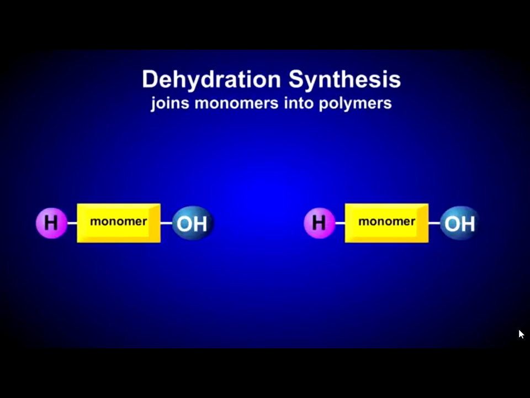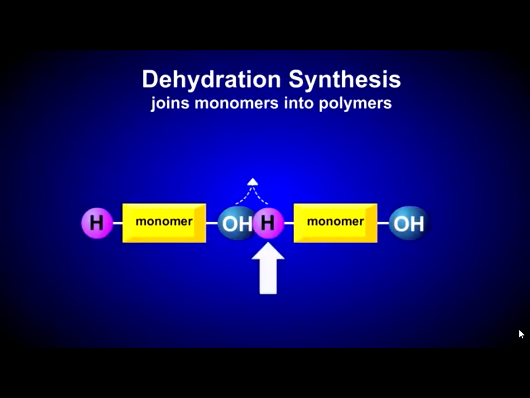Biological polymers form by dehydration synthesis reactions. As you can see here, each of the monomers in this reaction has a hydrogen, or H, and a hydroxyl, or OH group. In the course of the reaction, the hydrogen is removed from one monomer and the hydroxyl group from the other. The hydrogen and hydroxyl group combine to form water, and a bond links the two monomers.